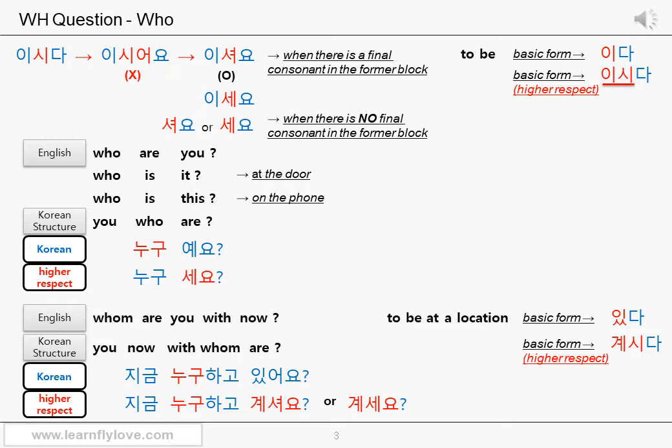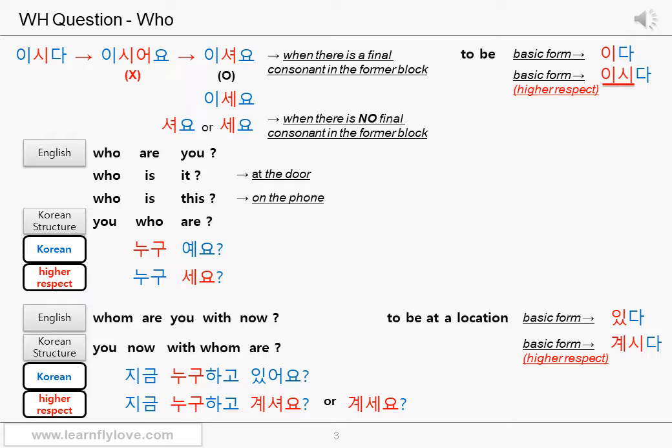We use this higher respect predicate 이세요 or 이셔요 when the formal block has a final consonant. As we use the predicative part 예요 instead of 이에요 when there is no final consonant in the formal block, we use 셔요 or 세요 without the 이 sound when there is no final consonant in the formal block, okay?